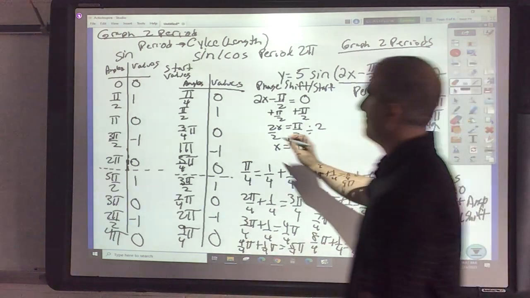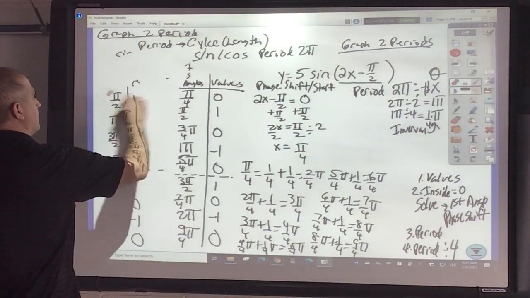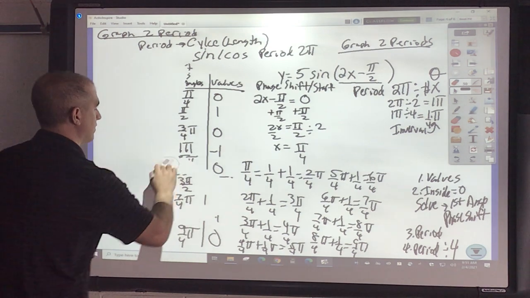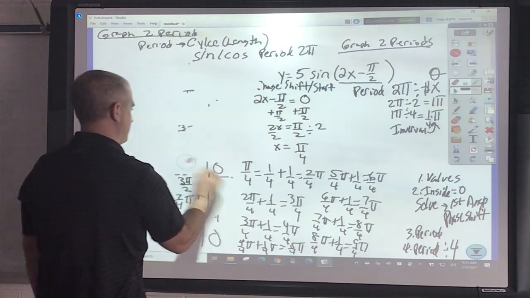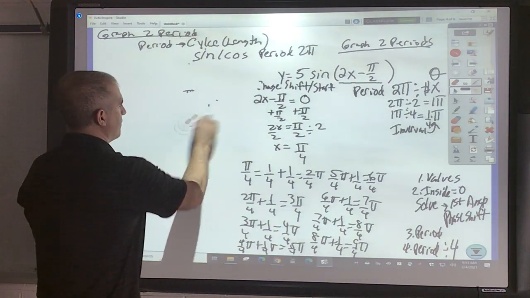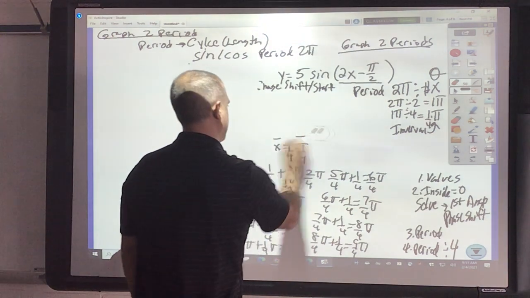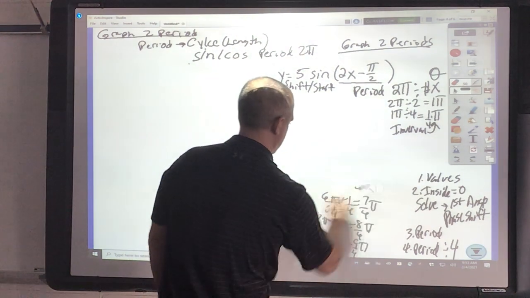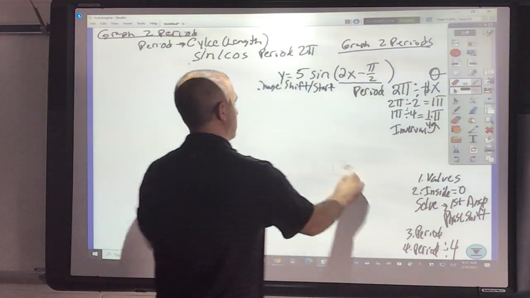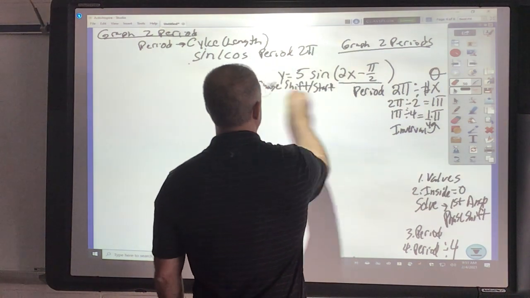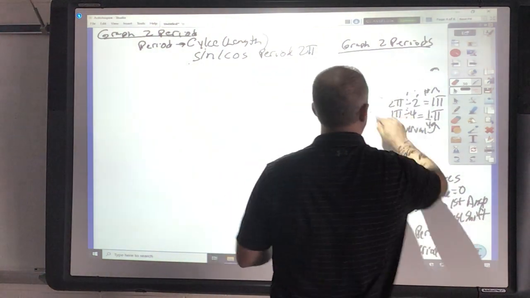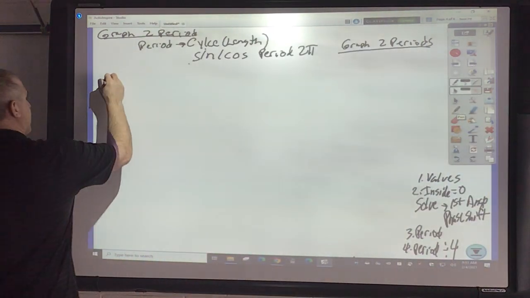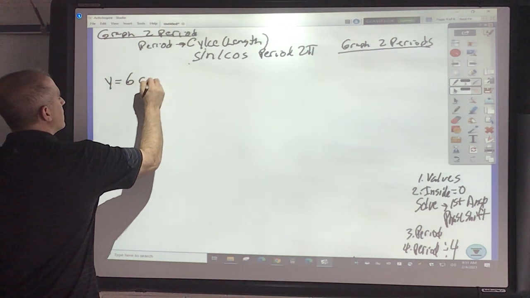Let me go ahead and erase all this stuff. Let's do a whole other example. I'm going to do one with the negative. All right? So we sort of get the concept. Actually, maybe let's do a positive one. All right, let's do a positive. We're going to graph 2 pi. All right, so let's do a cosine. Let's say I got y equals 6 cosine.